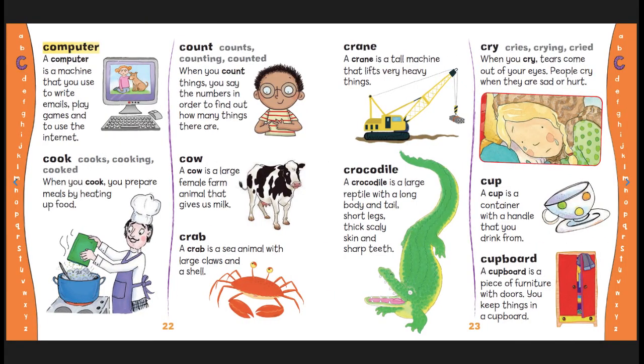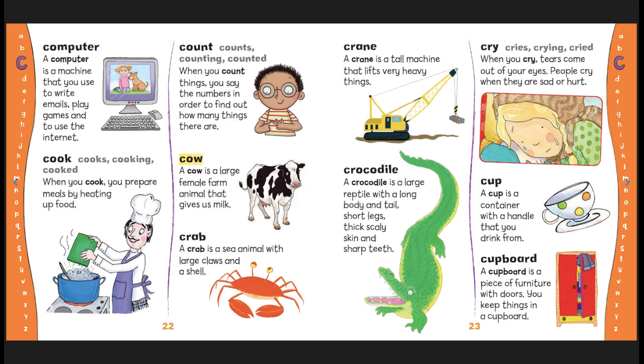Computer. A computer is a machine that you use to write emails, play games, and to use the internet. Cook. Cooks. Cooking. Cooked. When you cook, you prepare meals by heating up food. Count. Counts. Counting. Counted. When you count things, you say the numbers in order to find out how many things there are.